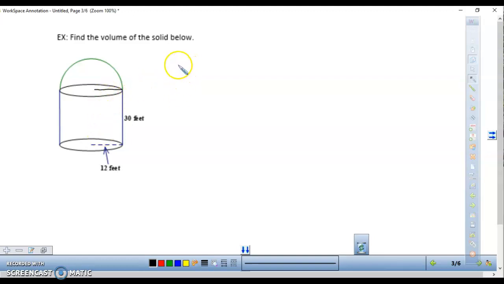So if I want to find the volume, I'm going to show my work and set up my plan. My plan is going to be the hemisphere, or the half of a sphere, plus the cylinder. Now, a hemisphere is half a sphere, so I'm going to do half times 4/3 pi r cubed, plus a cylinder. The volume of a cylinder, as we recall, is the area of the base, which is pi r squared, times the height.